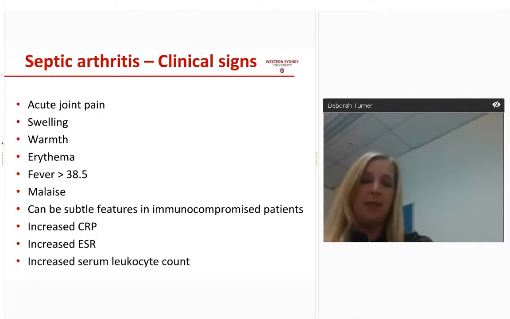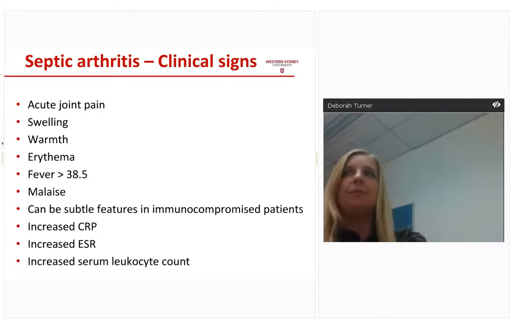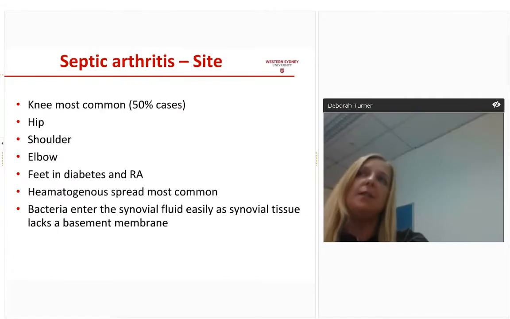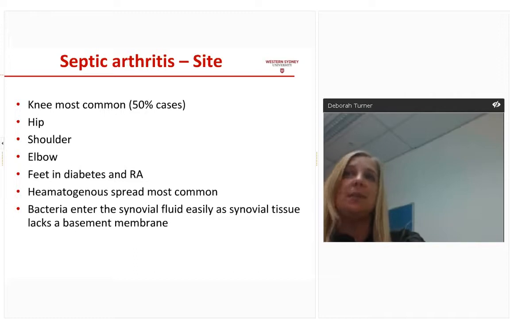Now, the most common site for a septic arthritis is the knee, in around 50% of cases. But what we've got to consider is that when we look at other populations which are likely to have foot problems, diabetes and rheumatoid arthritis, presentation in the foot is far more common.